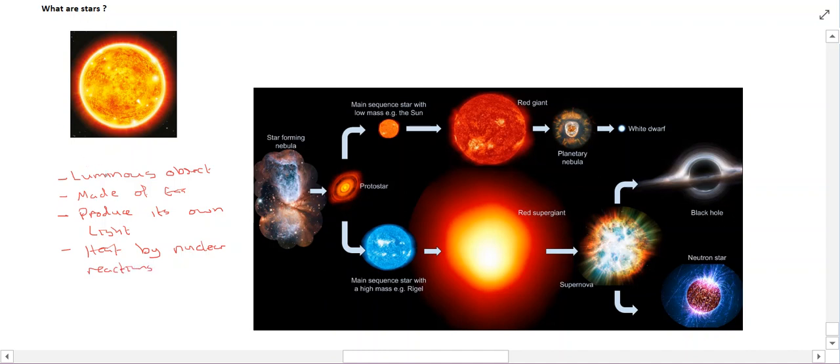So really, a way to think about a star, it's not just one thing, it's more of a process. That's what a star is. It's an ongoing, if you like, nuclear reaction that's happening in space.